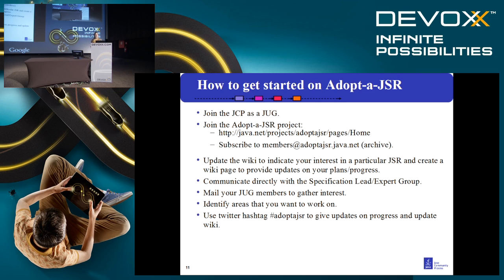So this slide here really tells you how to get started, what you would want to do if you want to adopt a JSR. The first step is you can join the JCP as a Java user group. You can join the Adopt-a-JSR project next, which is on java.net. Join the project and then subscribe to the mailing list. The links are here.